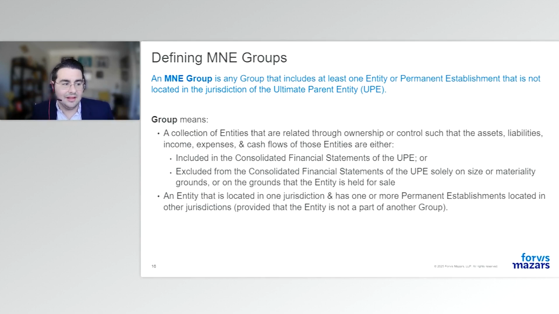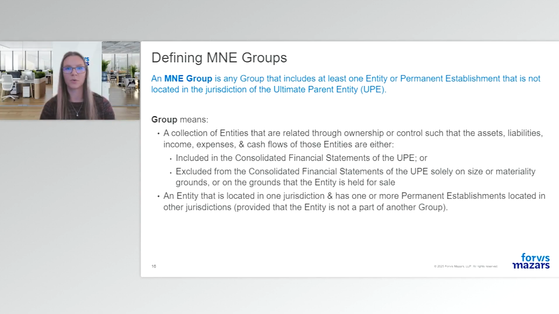I'm going to kick it back to Carolyn here to take us through some of these definitions for the M&E group before we go into the full scope of Article 6. Thanks, Justin. So Article 6 is going to deal with rules regarding the treatment of mergers and demergers and their impact on an M&E group, as well as adjustments that are needed to our calculation of GLoBE income or loss.